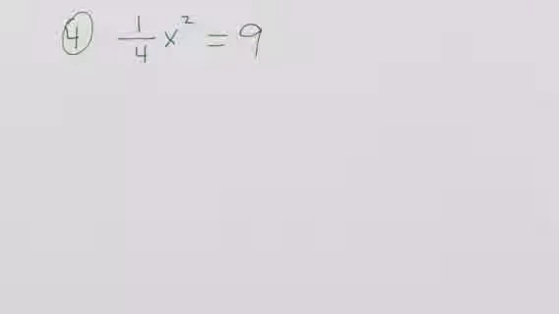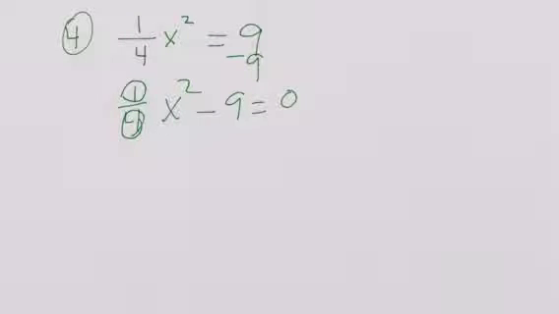All right, I need to get everything onto the left so that I can have it set equal to 0. So I'm going to zero pair out the 9. So 1/4 x squared minus 9 is equal to 0. Now I'm going to look at this one. Is this 1 a perfect square? Yes, it is. Is this 4 a perfect square? Yes, it is. Is x squared a perfect square?